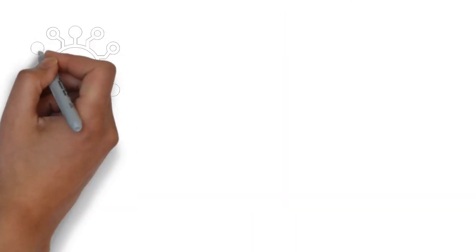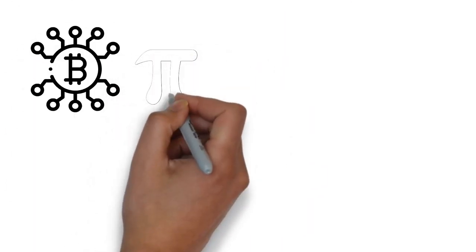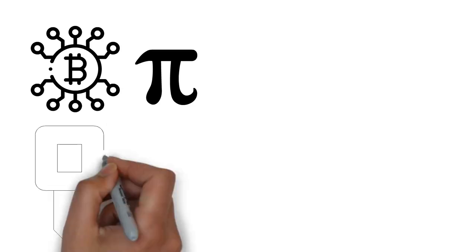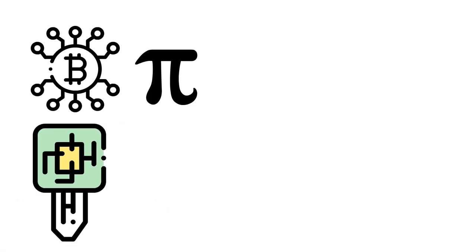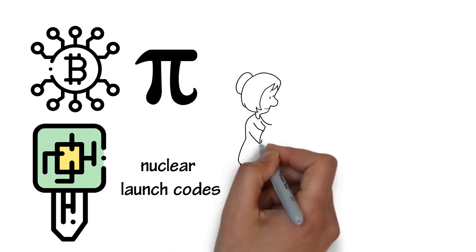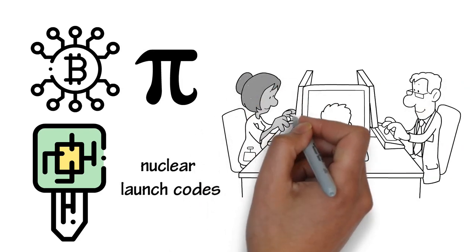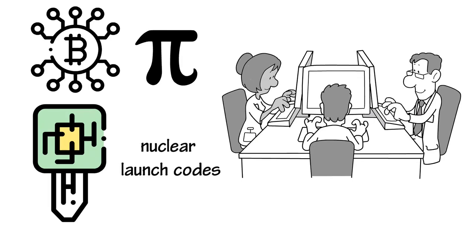DigiByte is also backed by the best cryptography and mathematics in the world, using the same public and private key encryption that is used to secure nuclear launch codes. It's also open source, meaning anybody can review and contribute to the project.